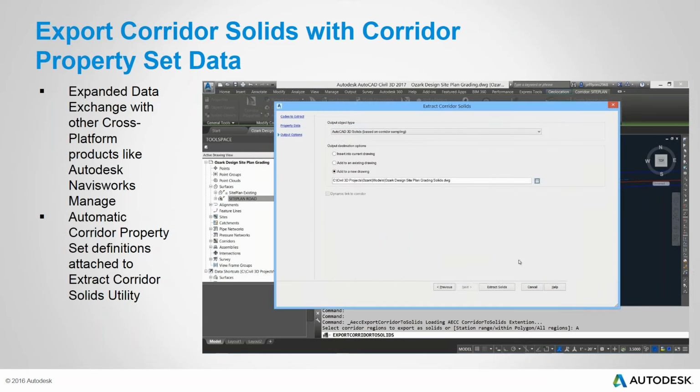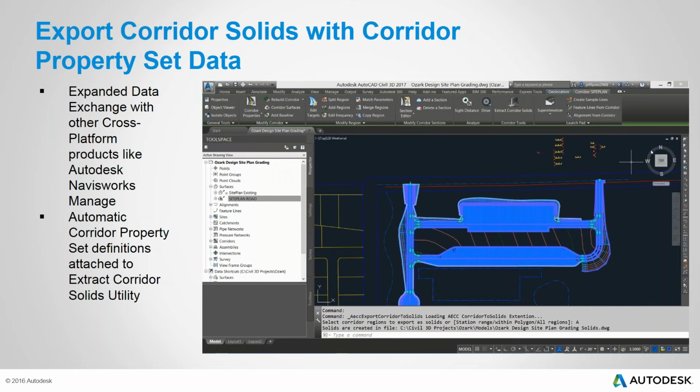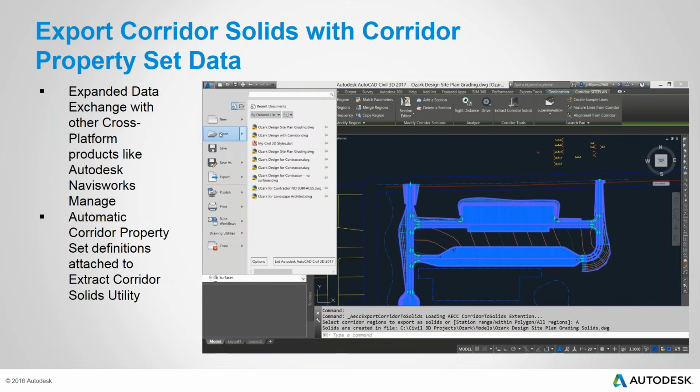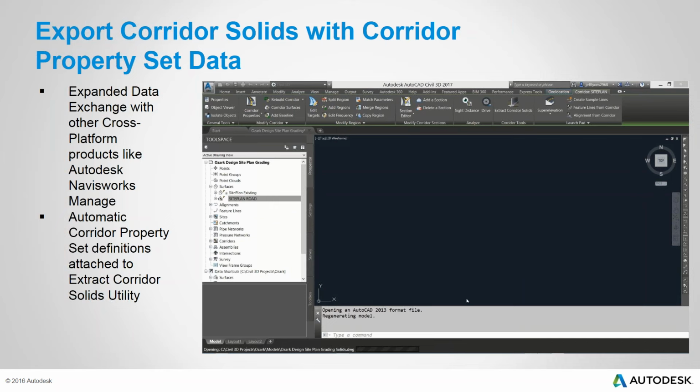So first let's just have a look at what was created inside Civil 3D. So we see that we have created the 3D solids for each of the regions based on the shape codes. So this is the data in Civil 3D, and now let's go and look at it in Navisworks.